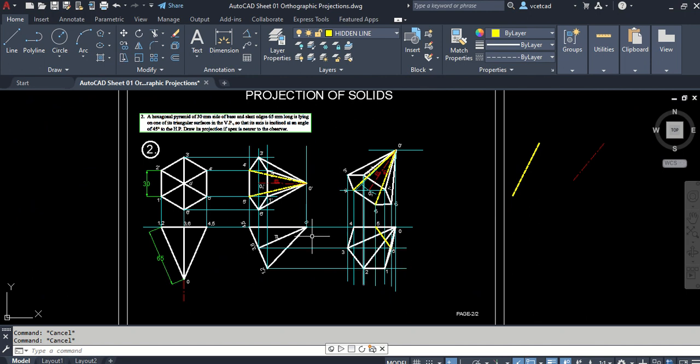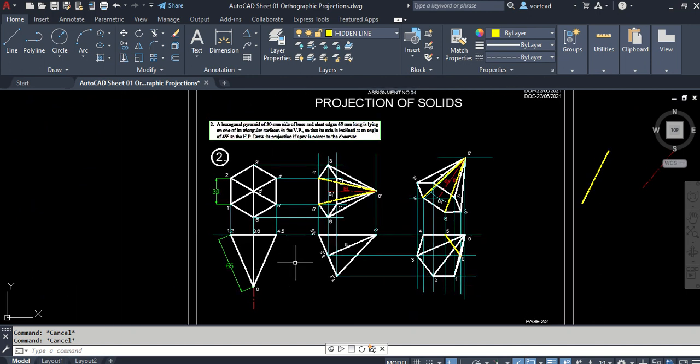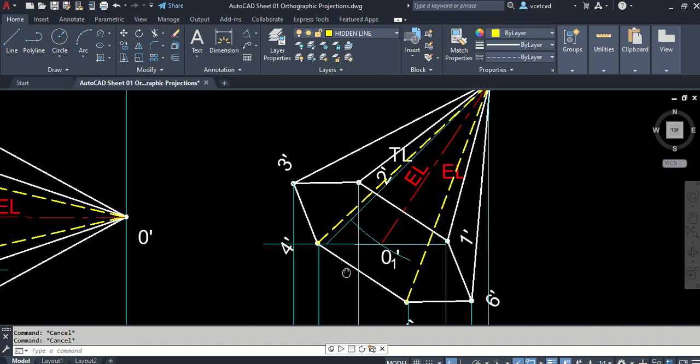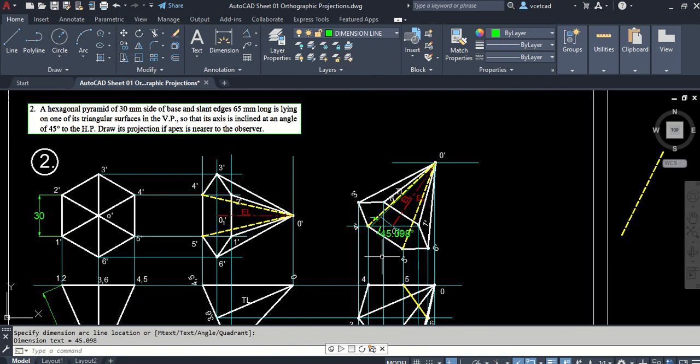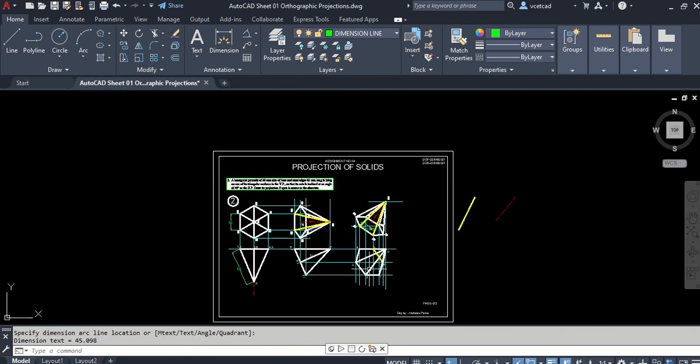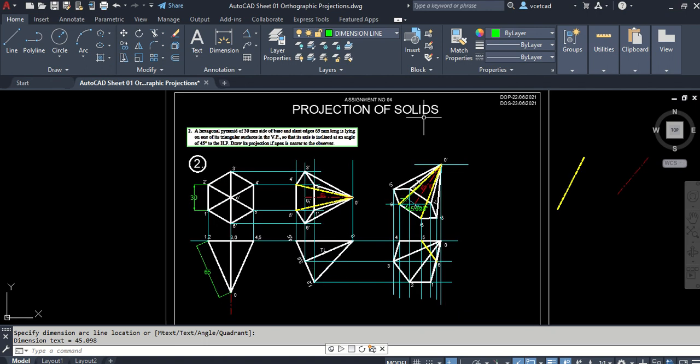Okay, so we have completed the three stages. Which are the dimensions which we have to give is the first thing 30 millimeter side, 65 millimeter slant edge, then it is resting on one of its triangular face, and this angle you have to show, the angle incline at an angle 45 degree. This you have to show. I will use the dimension layer to show an angle. This angle will be 45 degree. Okay, so you have to show that angle as 45 degree. That's it. Okay, so here we have completed the second problem. Thank you.